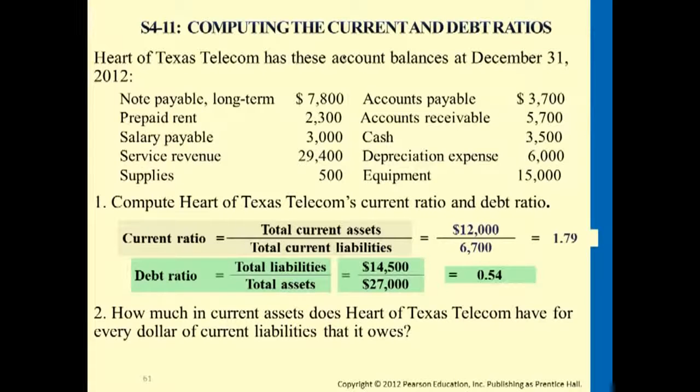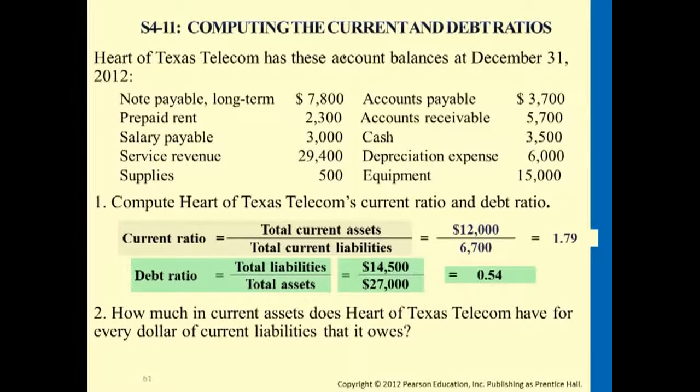Cash. Depreciation expense is an expense account, so this does not apply. Equipment, long-term. Okay, so you have three current asset accounts. If you add the three asset accounts together, that will give you $12,000.